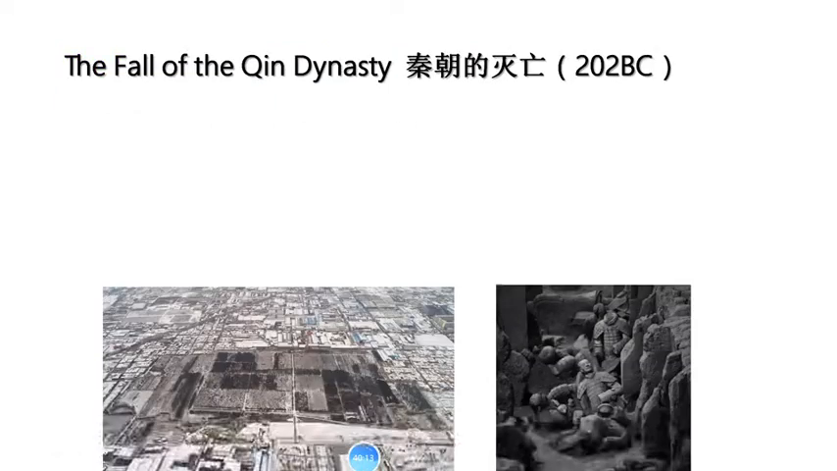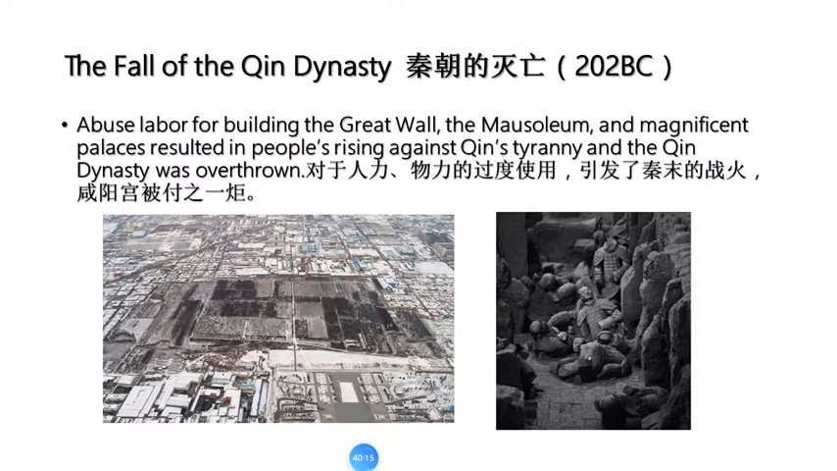The fall of the Qin Dynasty: abused labor for building the Great Wall, the mausoleum, the magnificent palaces, etc., resulted in people's rebellion against Qin's tyranny, and the Qin Dynasty was overthrown.